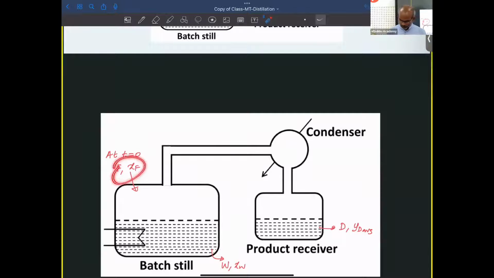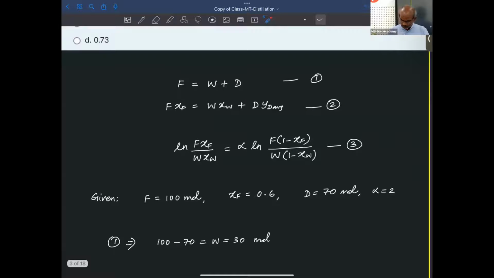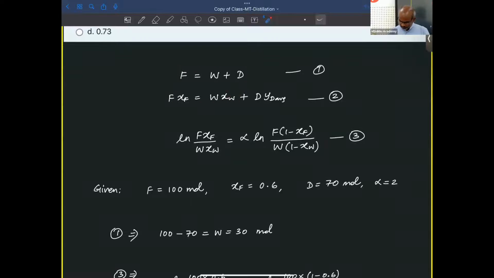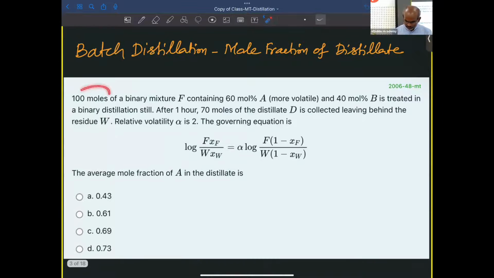F x_F equals W x_W plus D y_D average, and F remains as W and D. So those two equations we are writing. Now, what is available? Let us see this content. We have 100 moles of F containing 60% A and 40% B, and after 1 hour, of course, time doesn't have any role to play in this. Only the composition data is needed.